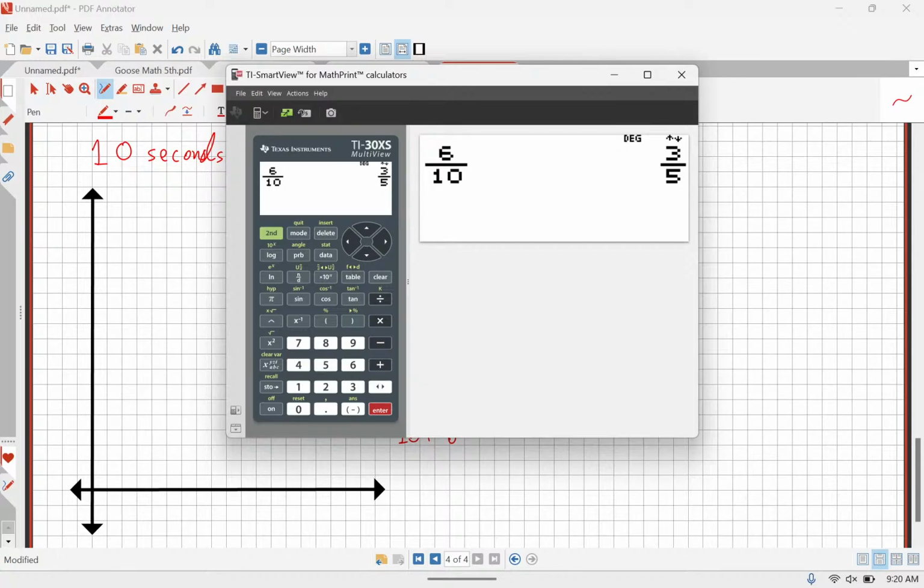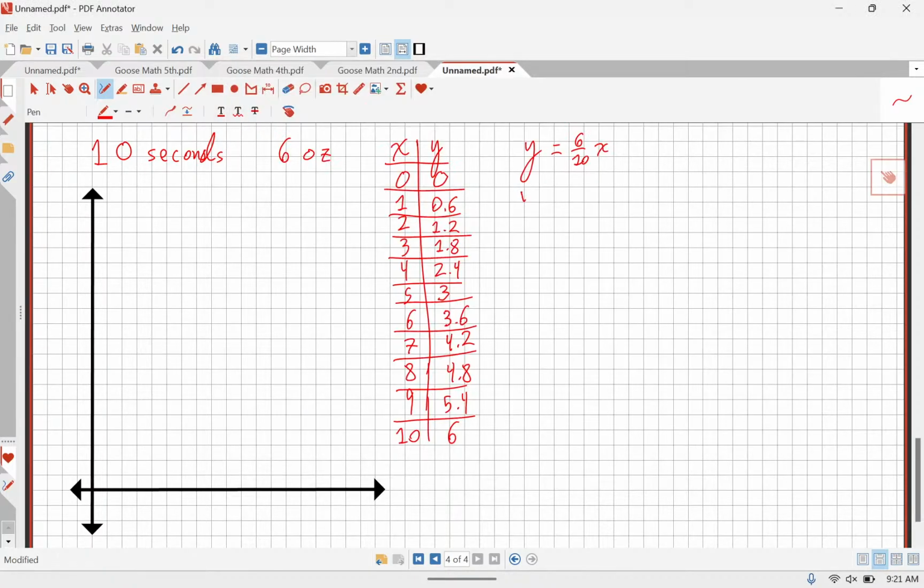Another way you could do that is a lot of us did 6 divided by 10 and got 0.6. If you push this button right here, you see this little arrow key? It'll actually turn it into a fraction for you as well. So I would like to look at it as y equals 3/5 x.